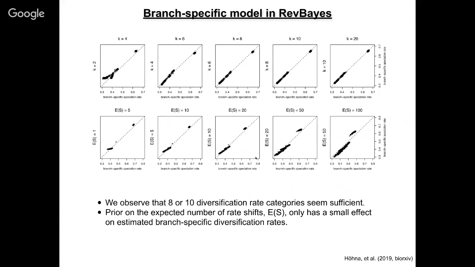What we're also looking at in the second row is what our prior on the number of rate shifts is. And we're seeing here that the prior on the number of rate shifts still has some impact. So if we are expecting a priori that there would have been 100 rate shifts versus 50 rate shifts, then we get slightly different branch-specific rate estimates.